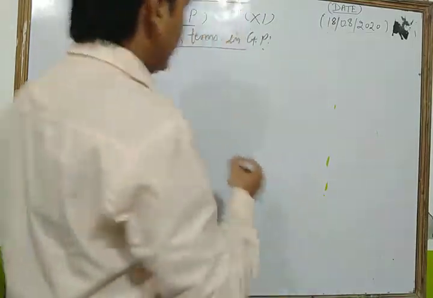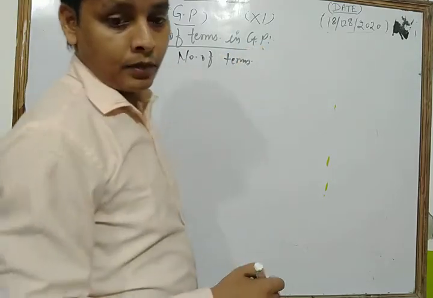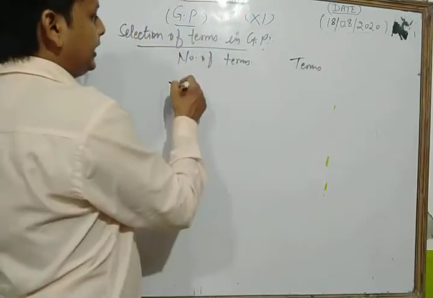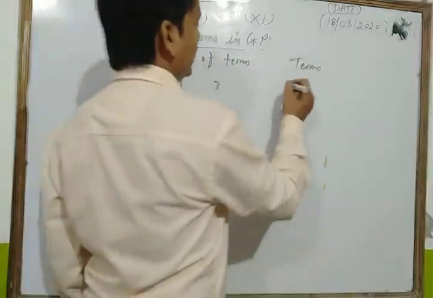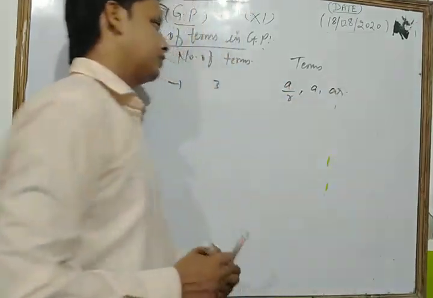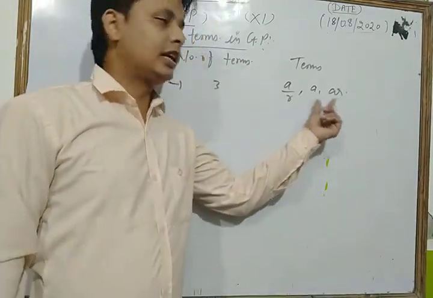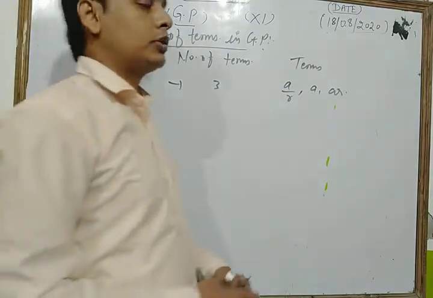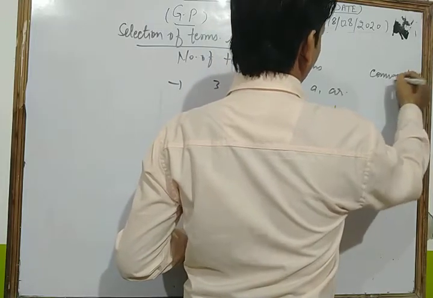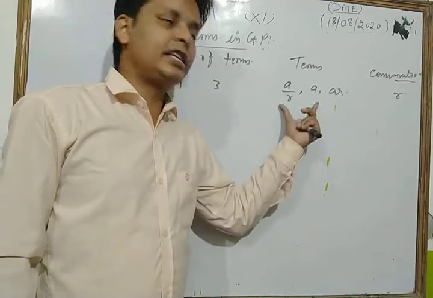Dear students, here we write number of terms and terms. Suppose you take 3 terms which are in GP, then you take them as a upon r, a and ar. Here the common ratio is r.